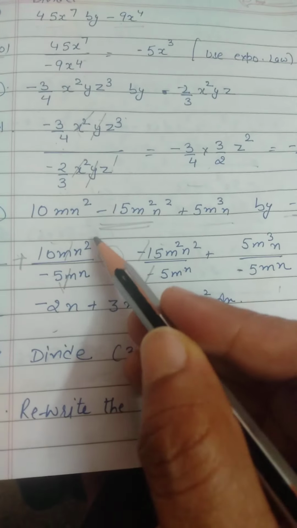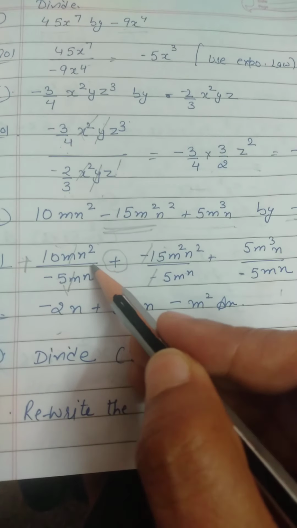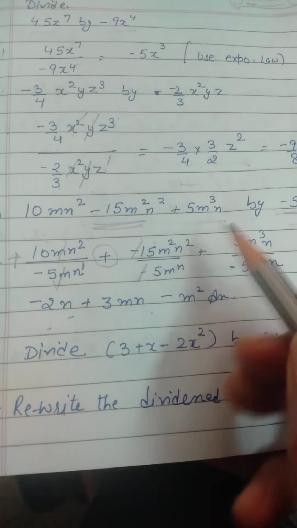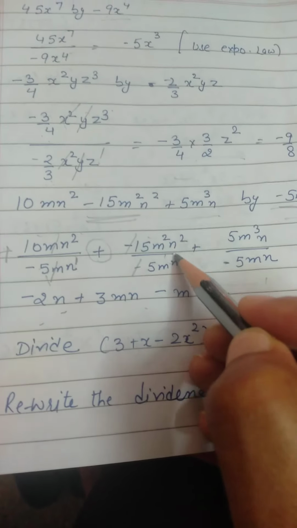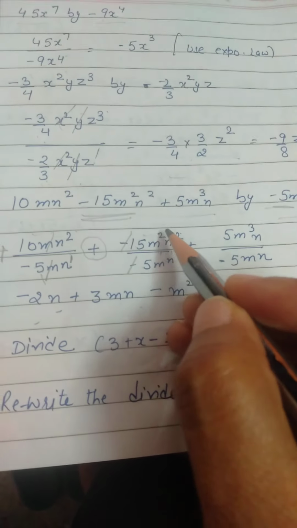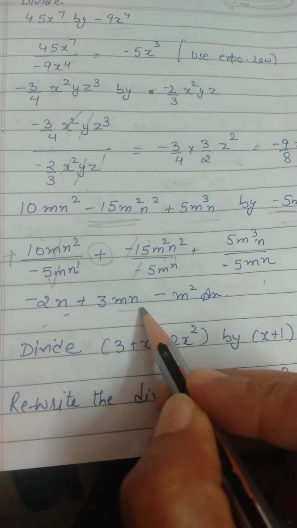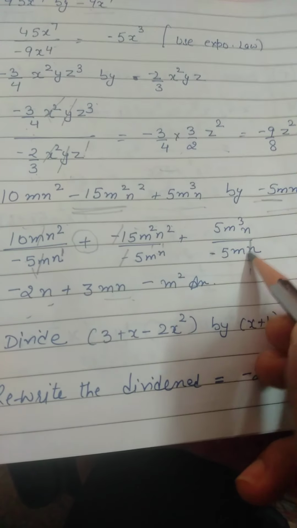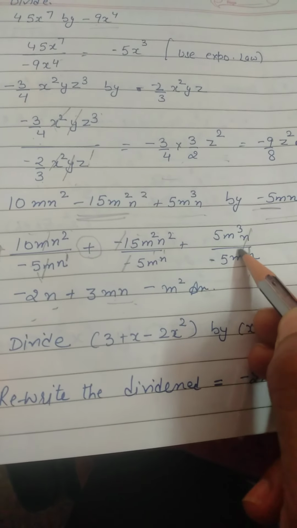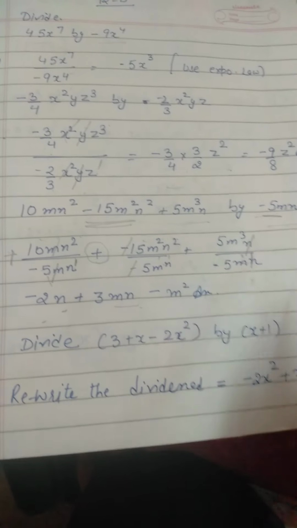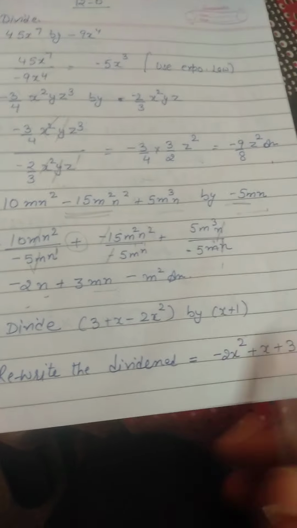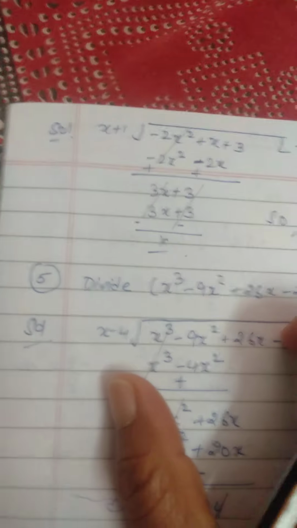m cancels with m. Here is n square, here is n, so the power is 1, 2 minus 1 is 1. Similarly the power 1 and 1 cancel, meaning subtraction, minus 1, we get mn. Similarly n cancels with m; here is cube, here is power 1, so 3 minus 1 is 2. Again we divide, so this is a division like this.